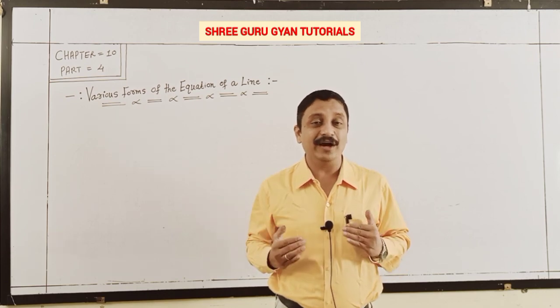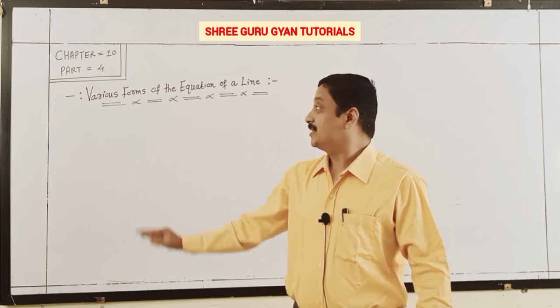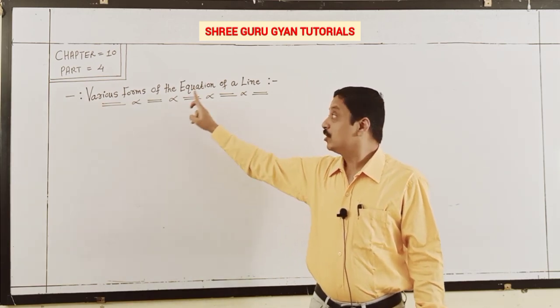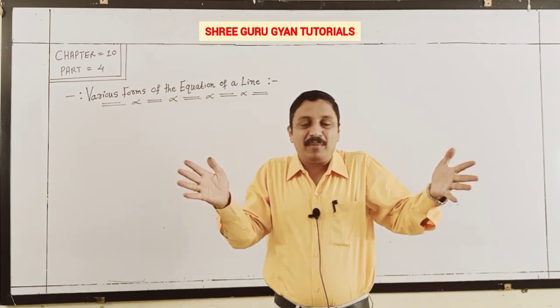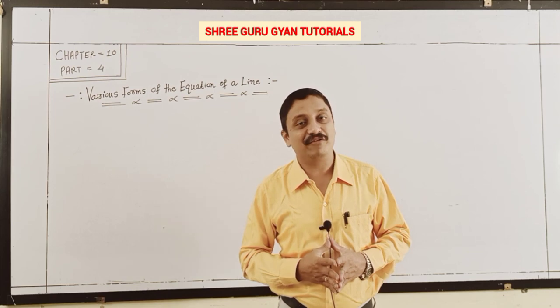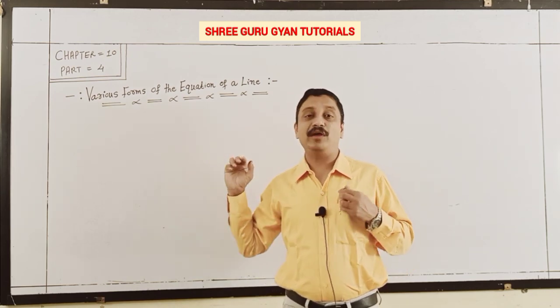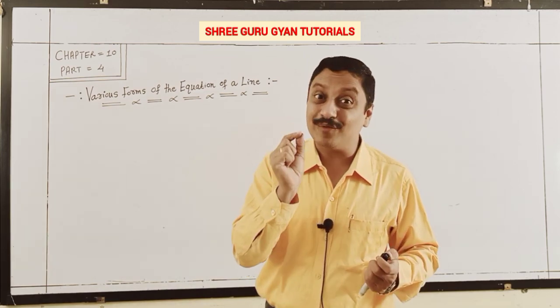Students, today I am going ahead with one of the most important parts of this chapter, that is called the various forms of an equation of a line. Yes students, there are different parts and variations. So first today, I am going with the horizontal and vertical line.